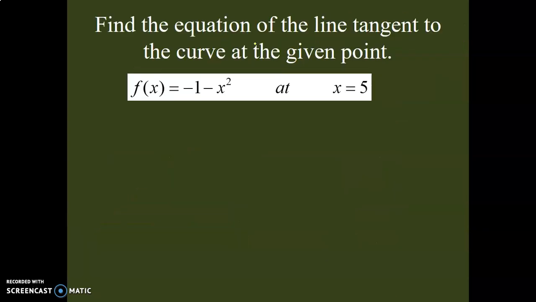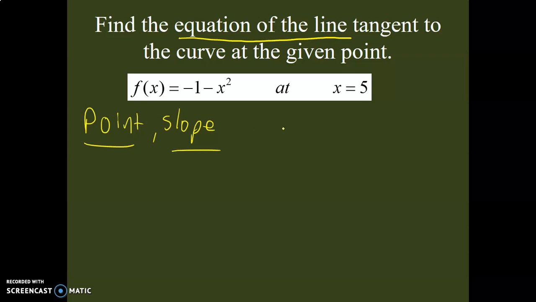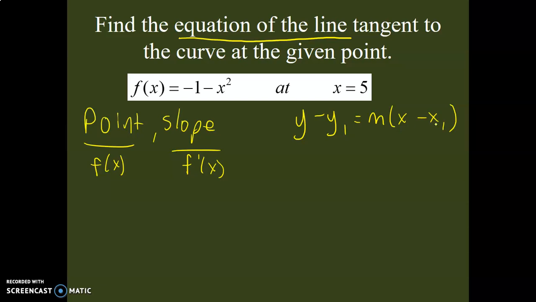All right. Find the equation of the line tangent to the curve at the given point. Anytime you see equation of the line in the problem, in your mind you should be thinking point slope form, which means you need two things. You need a point and you need a slope. The point is going to come from the original equation. The slope is going to come from the derivative of that equation. And then you're going to use point slope form: y minus y1 equals m times x minus x1. Once you've put it into that form, put a box around it, because point slope form is an acceptable form for answers on the AP exam.